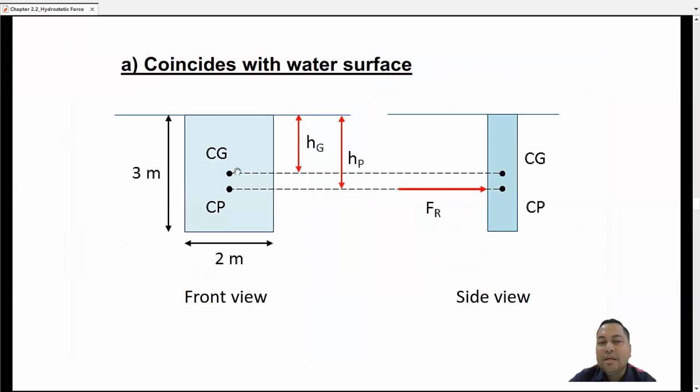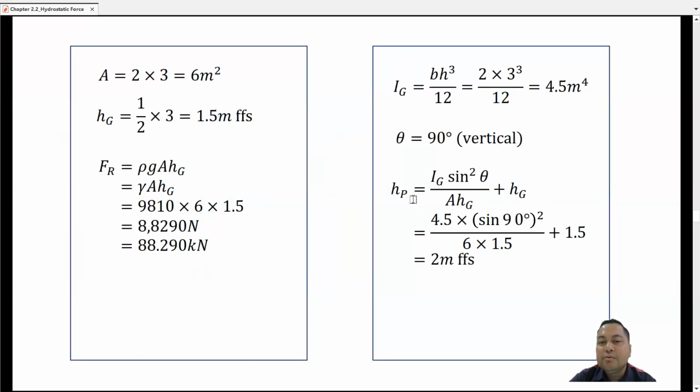And as the plane is vertical, the angle here is 90 degrees. So we can substitute this into this equation to obtain the value for HP as 2 meter from free surface.